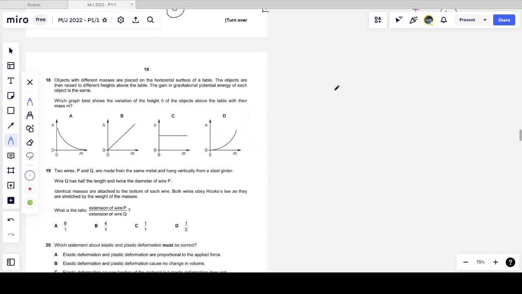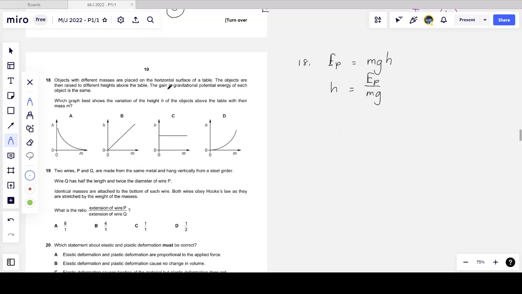We don't really know an equation that relates h and m, but what we do know is that gravitational potential energy in its simplified form is mgh for objects close to the surface of the Earth, which in this case they are. The masses are placed on the surface of a table. So the height h above the surface of the table is equal to EP divided by mg.